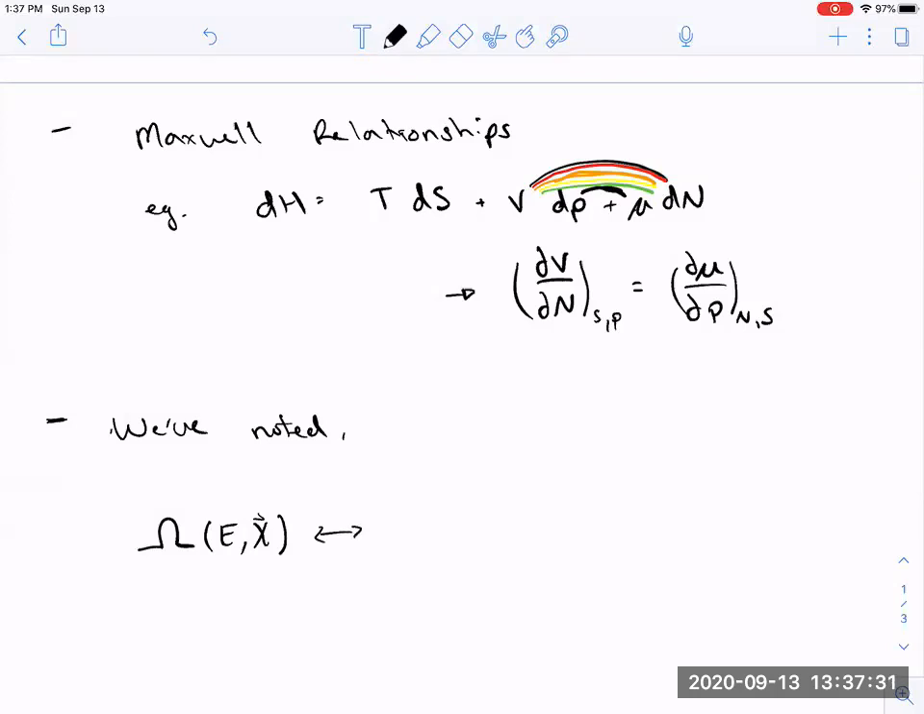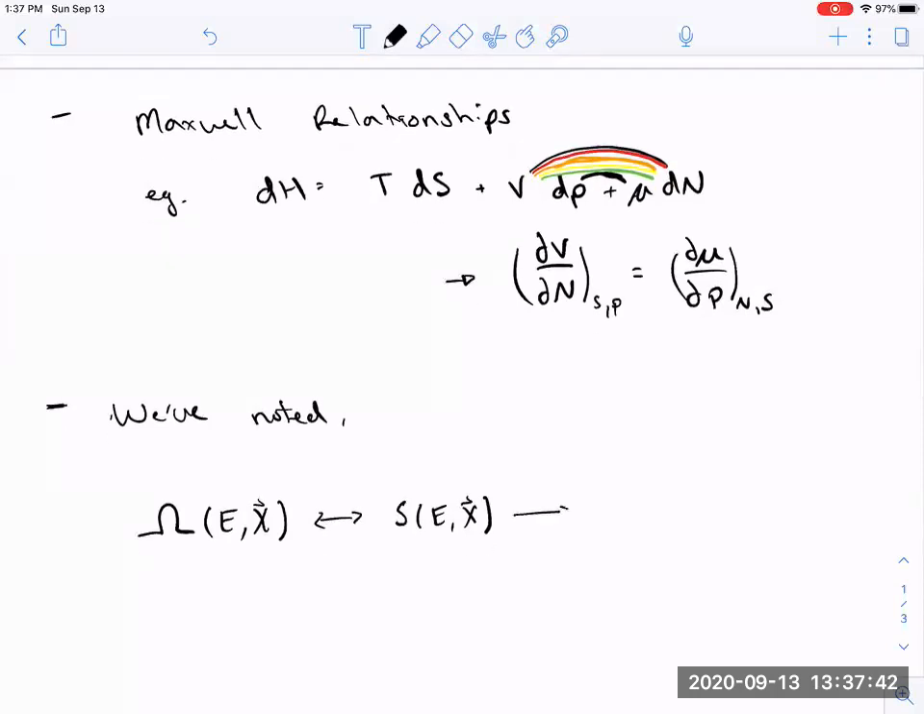Boltzmann identified a relationship between the number of states and the entropy, also a natural function of the energy and mechanical variables. We can rewrite that entropy as a function of the energy of the entropy and the mechanical variables. That's the statement of the first law. And finally, through the Legendre transform, define a function, the Helmholtz free energy, which is a function of the temperature and mechanical variables.